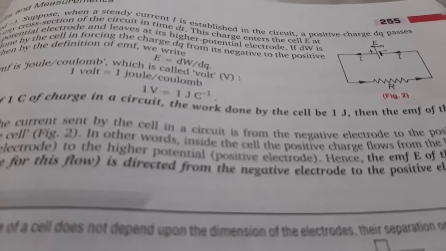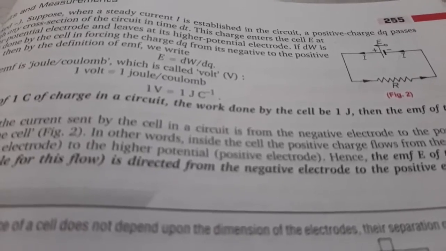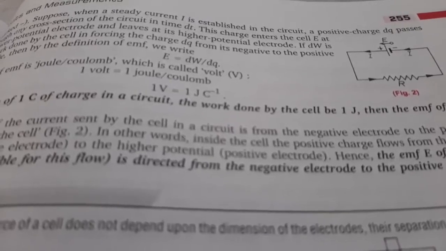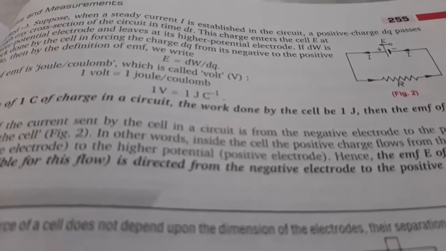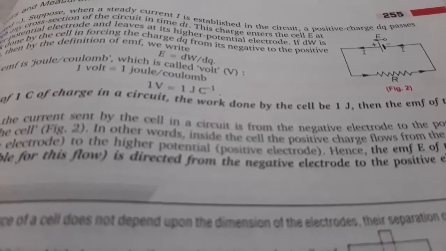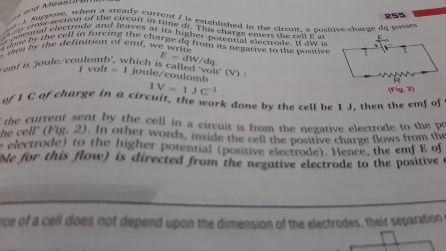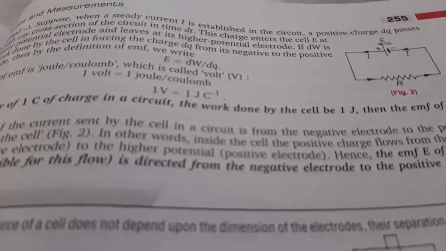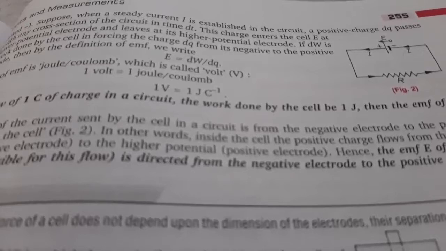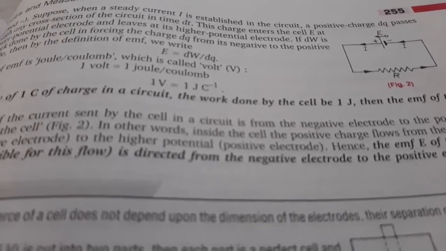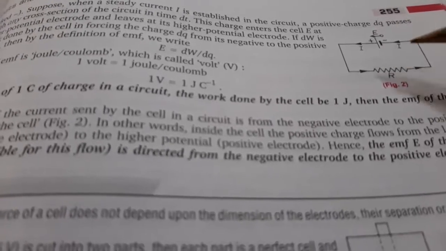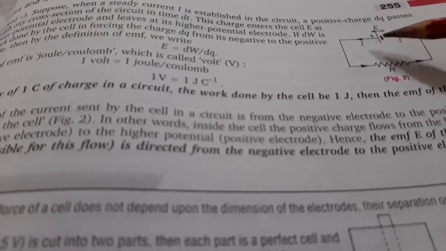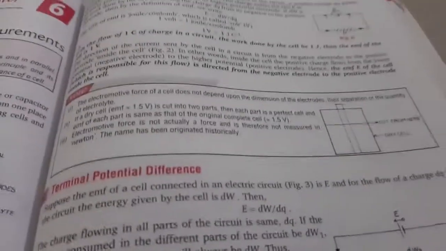As we know, potential difference is the work done by some external agent in moving a unit positive charge from one point to another point. Just like this, electromotive force is the work done also by an external agent. And what is this external agent? This is the cell. So the electromotive force is defined as the total work done by the cell in moving unit positive charge outside the cell as well as inside the cell. Okay, so this is electromotive force.